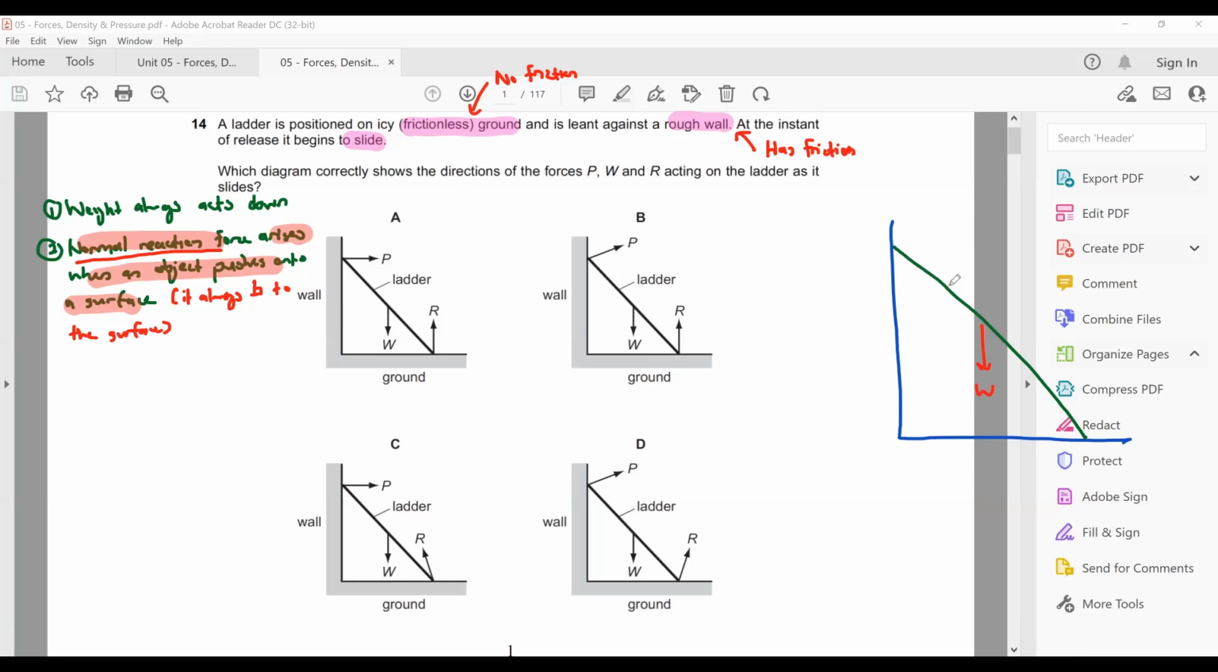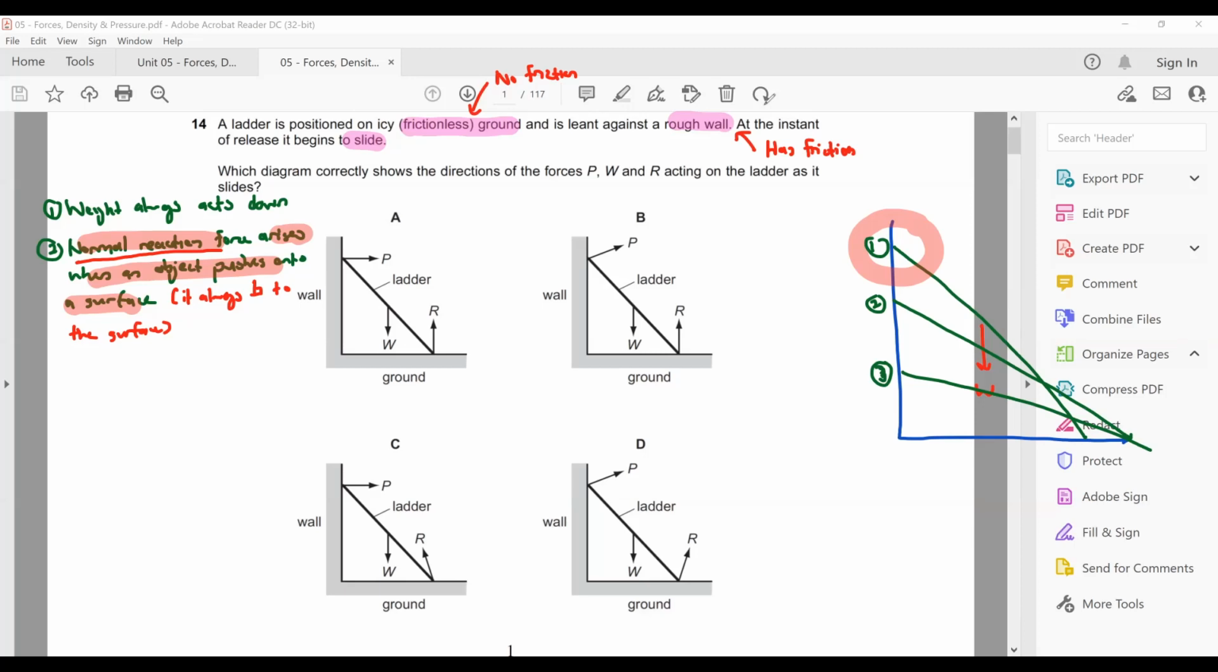So now let's say I just want to single out normal reaction force for the ladder, this part here. When the ladder wants to slide, it will move like this, right? From this position, it will suddenly move to this position, right? From the first position here, it will go to the second position, then the third position, right? That's how a ladder will slide.